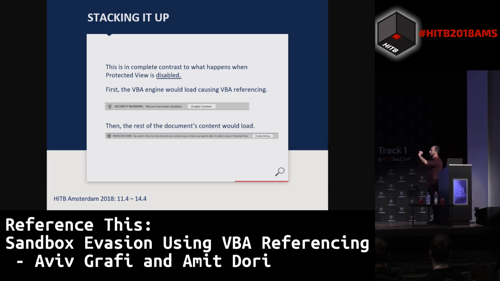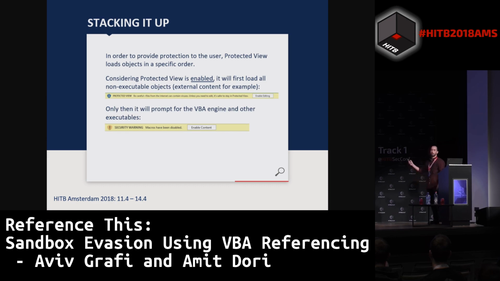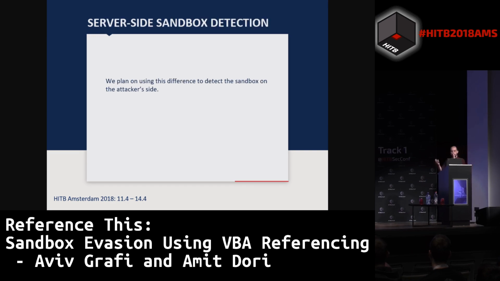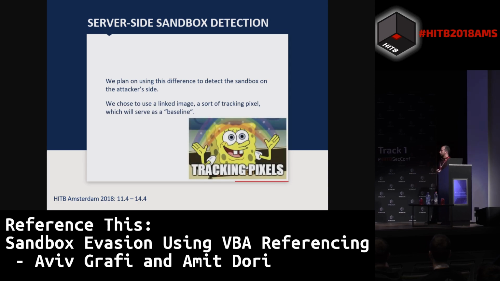Effectively, this is what we would have seen if the sandbox had shown these prompts. So we can actually see that this is completely the opposite: enable content and enable editing in the sandbox, and here we have enable editing and enable content. And we actually plan to use this difference to our advantage. We're going to use some sort of tracking pixel as a baseline. I'm going to get into it in a sec. You're going to see. So once we've built all this scheme, we can actually detect a sandbox or a user quite efficiently.